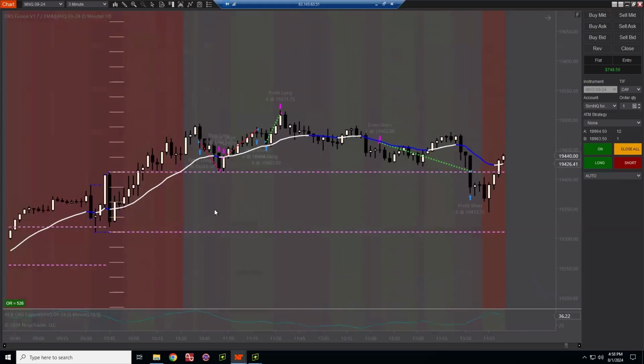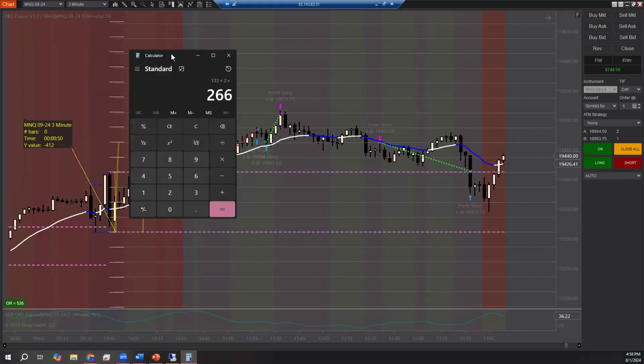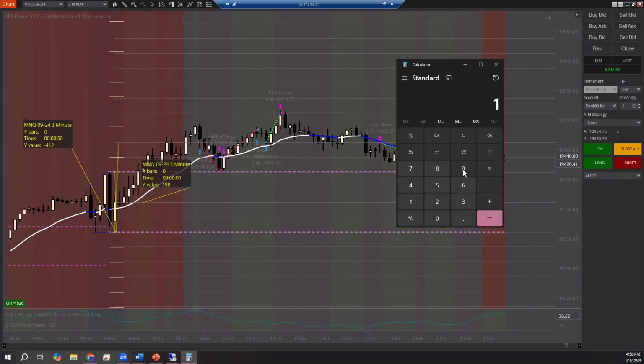Okay, so here, our standard deviation, get that on there. Our range on this day was about 412 ticks. So if our target is 2 standard deviations, we'll say it's 198. Calculator, come back. There she is. So 198 ticks times 50 cents a contract. So on this day, we can have one contract, $99 risk, $99 profit.